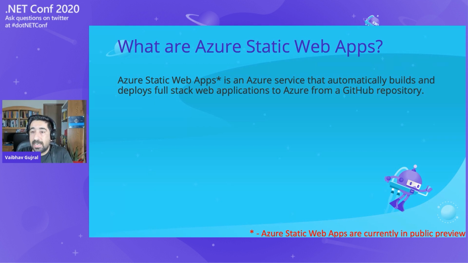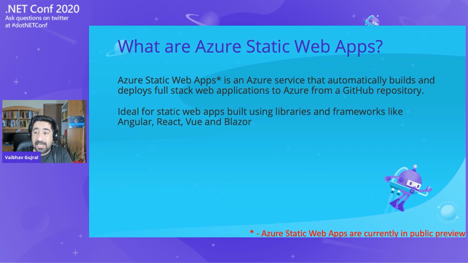Azure Static Web Apps is an Azure service which automatically builds and deploys full stack web applications to Azure directly from a GitHub repo. When you create an Azure Static Web App resource in Azure, it automatically sets up a GitHub Actions workflow in the GitHub repo and monitors a branch of your choice. Every time you push commits or accept pull requests into the watched branch, the GitHub Action automatically builds and deploys your app and its API to Azure.